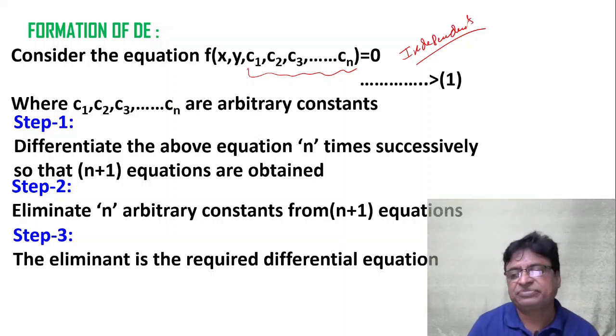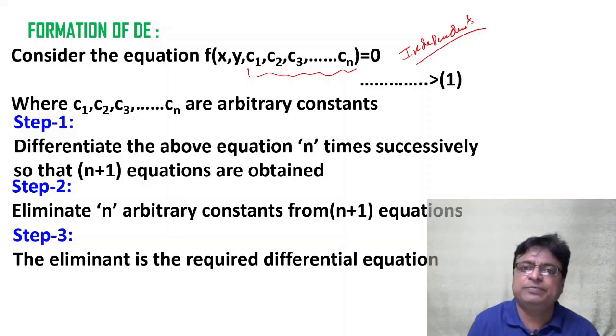Don't worry. So the method is: if an equation is given, count the number of arbitrary constants. Based on the number of arbitrary constants, you successively differentiate the given equation that many times. And with the help of all those equations, your job is to eliminate all arbitrary constants. You will get a differential equation.